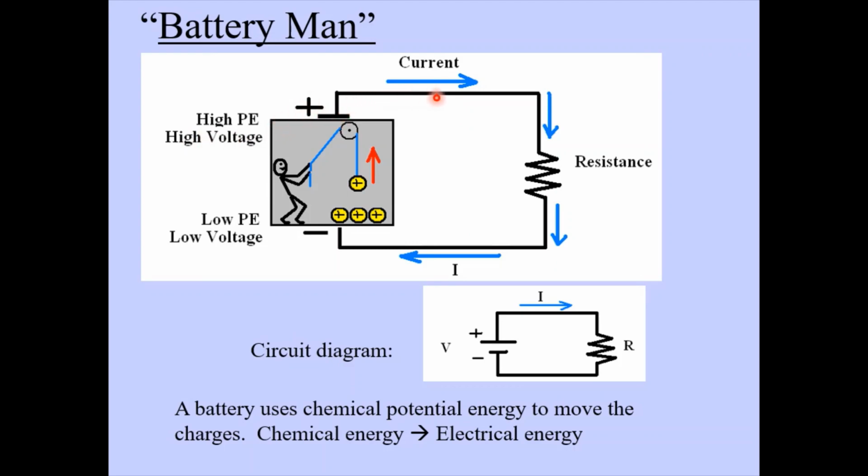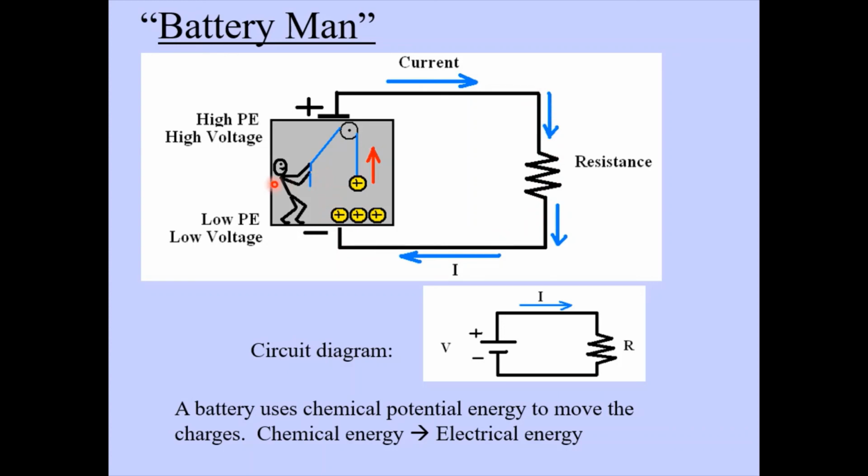And these positive charges, we can think of them as flowing around the circuit through the resistance, through the wire, and coming back in down here where they have lost all their energy. They're low potential energy now, and we're talking about electrical potential energy here, and therefore low voltage. So this is the minus end. And so Battery Man moves these charges and lifts them up so that they can keep flowing around and around in this circuit.